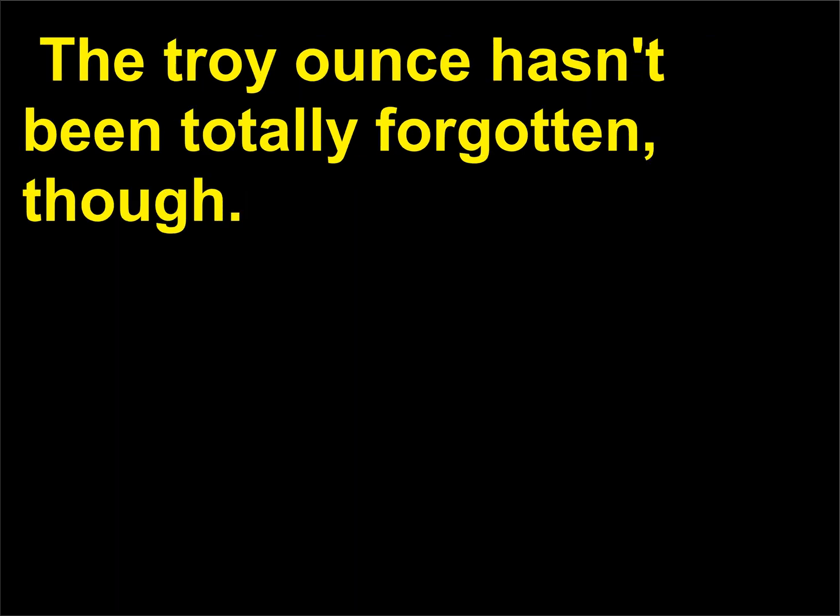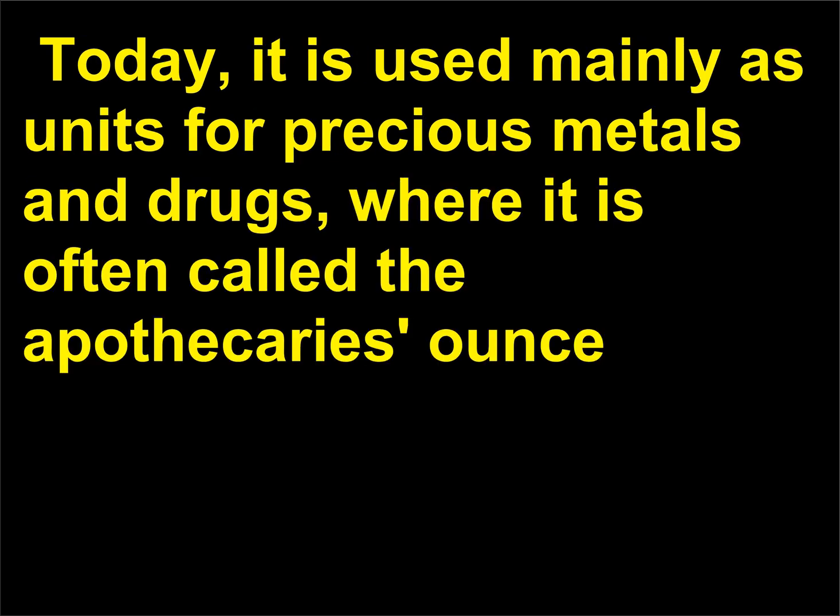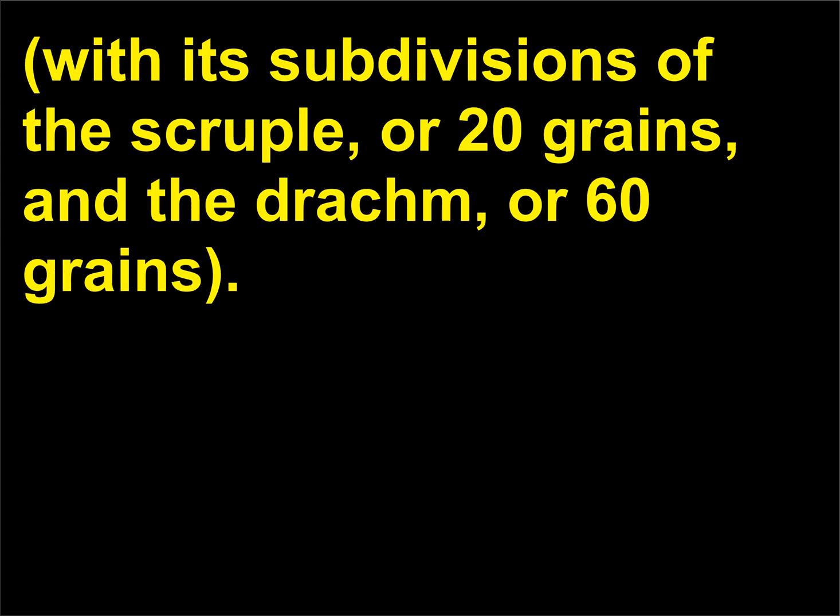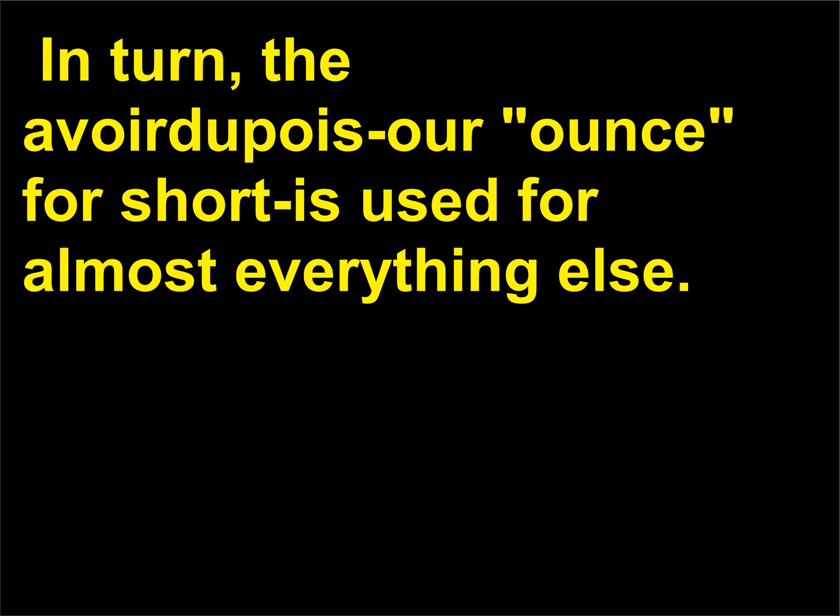The troy ounce hasn't been totally forgotten, though. Today, it is used mainly as a unit for precious metals and drugs, where it is often called the apothecary's ounce, with its subdivisions of the scruple, or 20 grains, and the dram, or 60 grains. In turn, the avoirdupois ounce, or oz for short, is used for almost everything else.